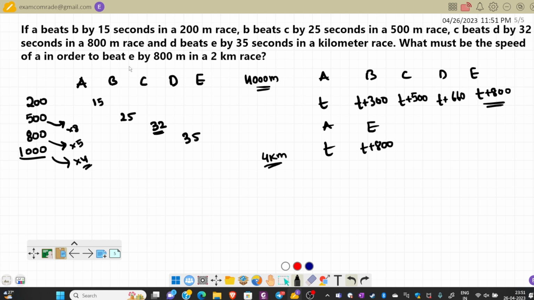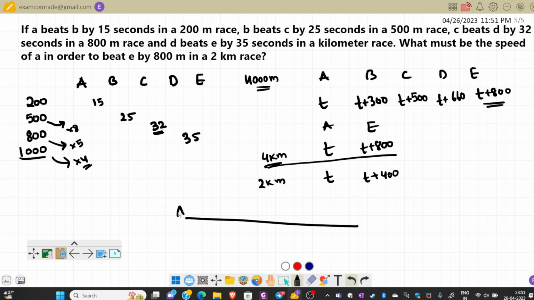What is being asked is, in order to beat E by 800 meters in a 2 kilometer race. So let's convert this 4 kilometer race into a 2 kilometer race. So A will take time t, E will take time t plus 400. Both these are not equal, but I am writing t2 as t for understanding purposes. A and E start the race, and when A reaches, E will be behind by 400 seconds. This is given as 800 meters.